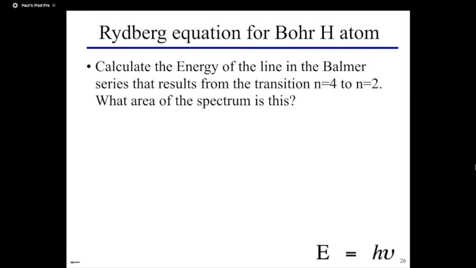All right. So when you do this, it says calculate the energy of the line in this, called the Balmer series, that results from the transition from N4 to N2. And then it asks you a very specific question. What area of the spectrum is this? Well, what area of the spectrum would be related to what color it is? And a color we normally look at and try to find out the wavelength. But before we have wavelength, we have to know the energy.